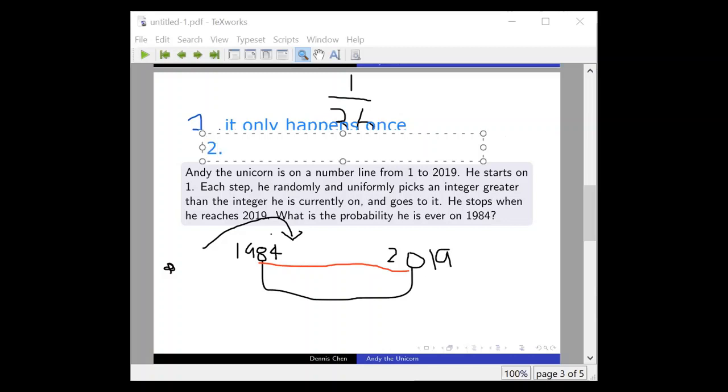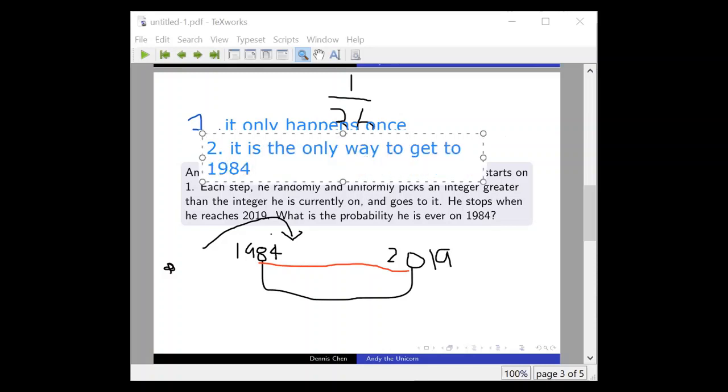Now, two, it is the only way to get to 1984. You have to enter this interval to get to 1984. If you don't enter this interval, you land on a number smaller than 1984. If you land in this interval, you land on a number greater than or equal to 1984. And once you're already inside the interval, you can't go back. So you can't get to 1984. And that is why we only look at the move that goes between 1983 and the interval 1984 to 2019.